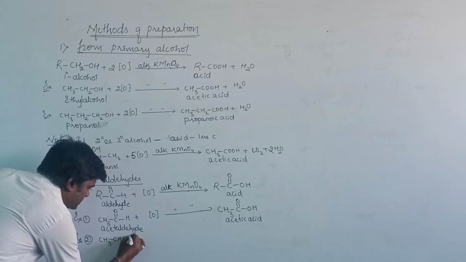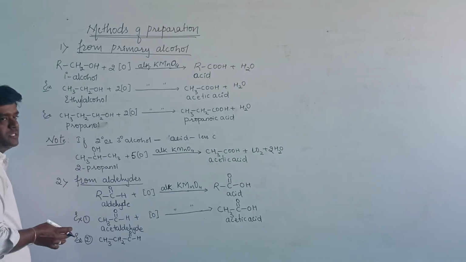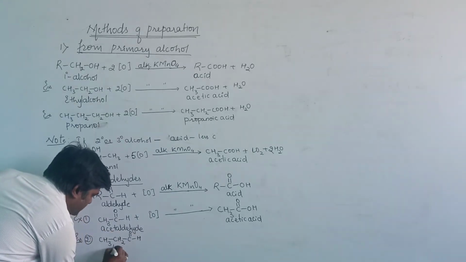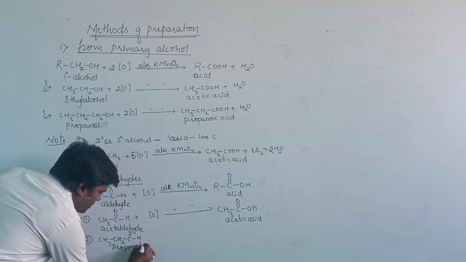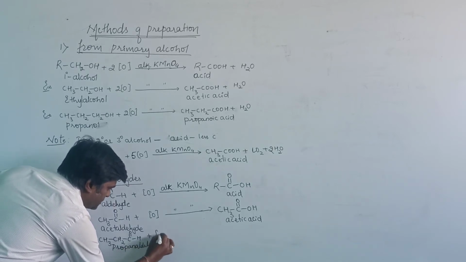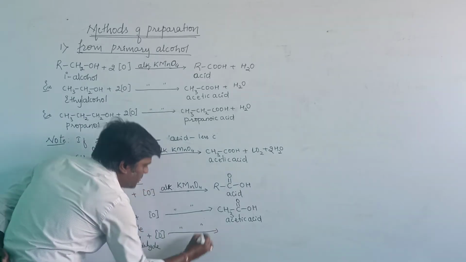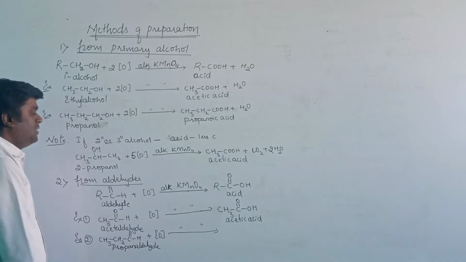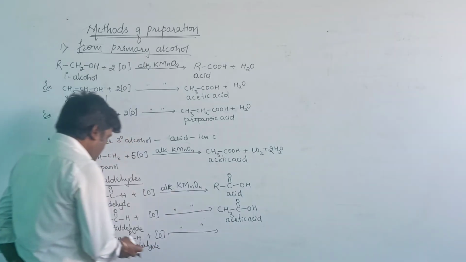CH2 C double bond OH. Then propanaldehyde. This compound is propanaldehyde. When it undergoes oxidation in the presence of alkaline KMnO4 or acidified K2Cr2O7, it will give propanoic acid.